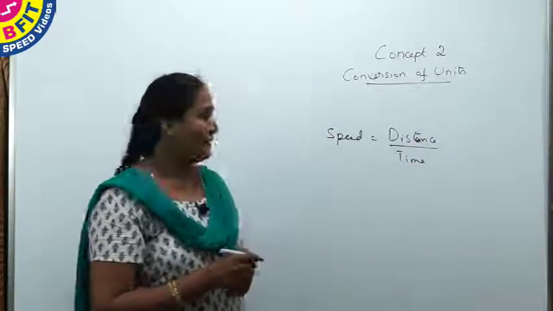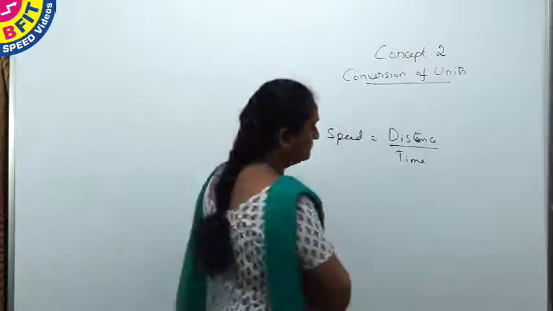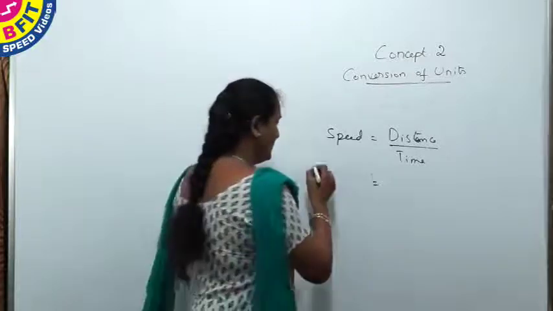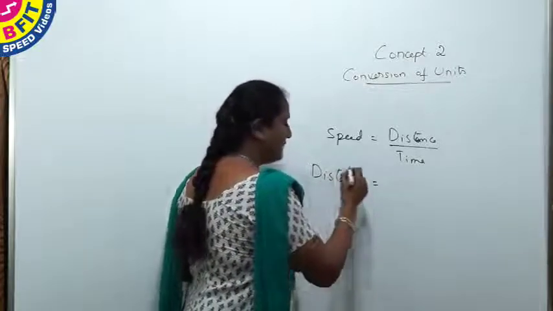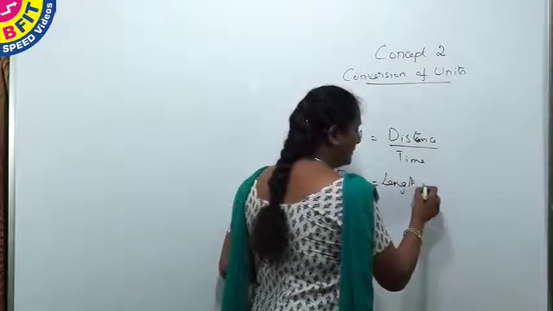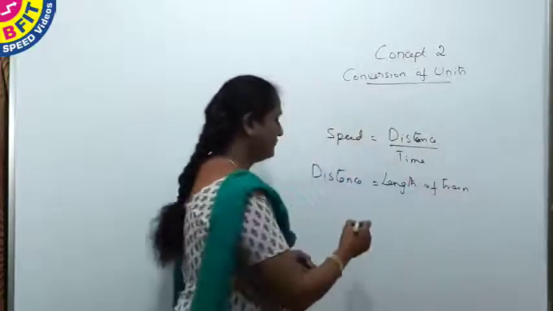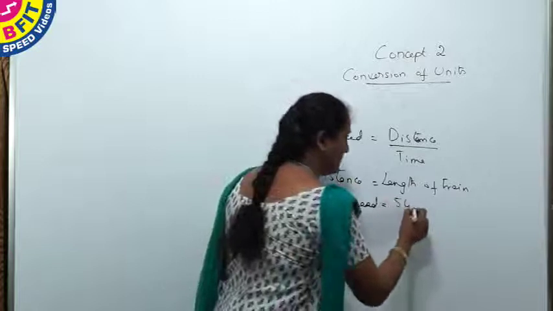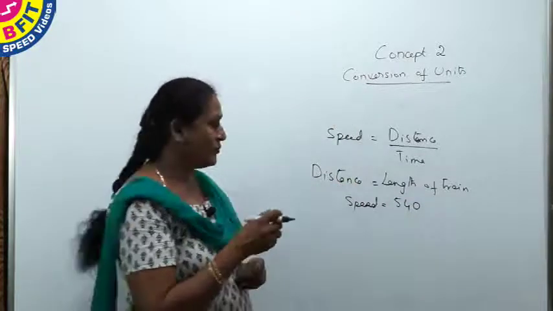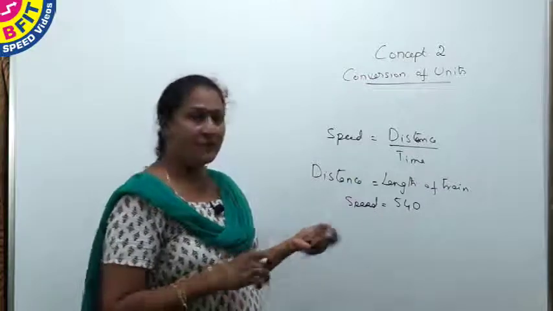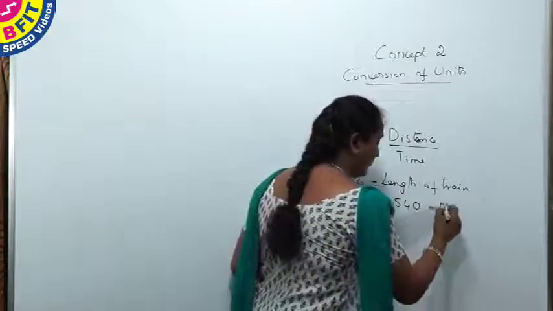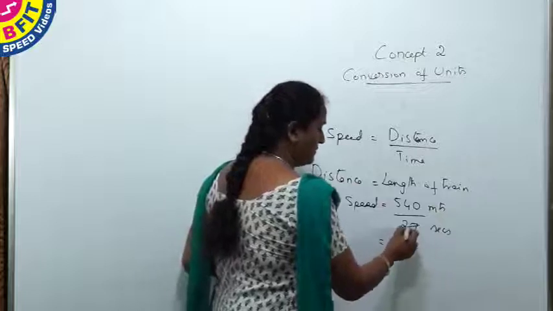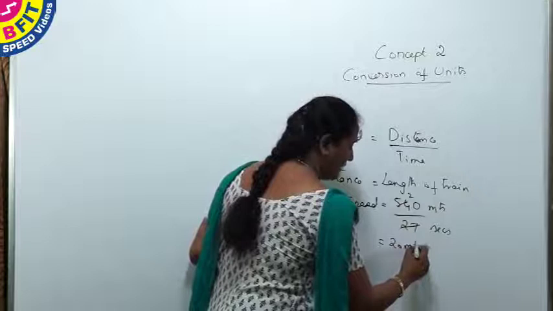Speed is equal to distance by time. Here the detail is that the train is crossing a pole. When it is crossing a pole, distance covered will be equal to the length of the train. Now to calculate the speed, the length of the train is 540 meters. Here it is in meters and seconds, which is why it is highlighted in the question. The distance is 540 meters and time taken is 27 seconds. Now when you calculate the speed, it is 20 meter per second.